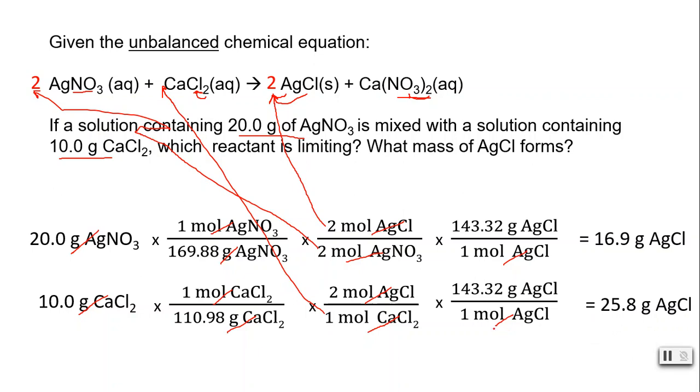So remembering that the limiting reactant always produces the smallest amount of product, what reactant is limiting? The limiting reactant is AgNO3. And what mass of AgCl forms? The mass that's formed, the product mass, always comes from the limiting reactant. So in this reaction, 16.9 grams of AgCl would form.